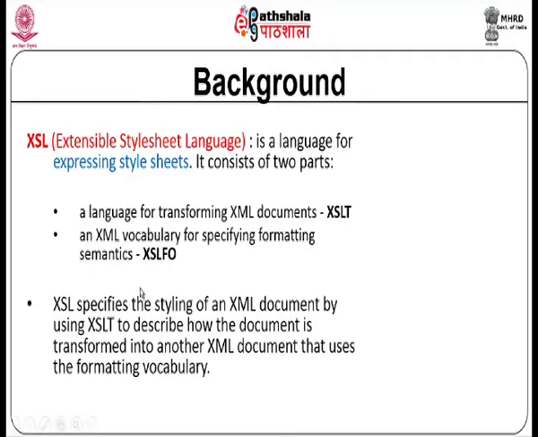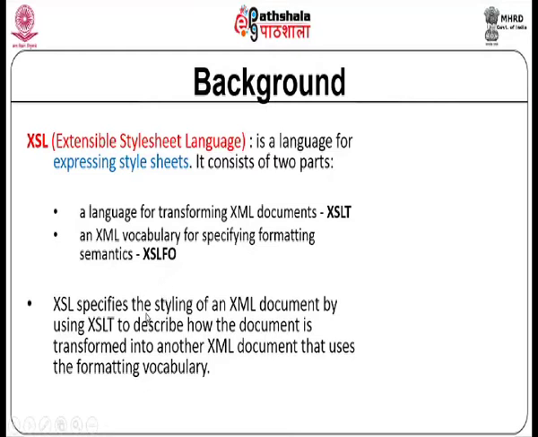the style sheets. This XSL consists of two parts. One is the extendable style sheet transformation, that is our XSLT, which is of interest today, and an XML vocabulary for specifying formatting semantics, which is XSL-FO. FO stands for formatting objects. So this XSL is a style sheet language for XML which consists of two parts, XSLT and XSL-FO.